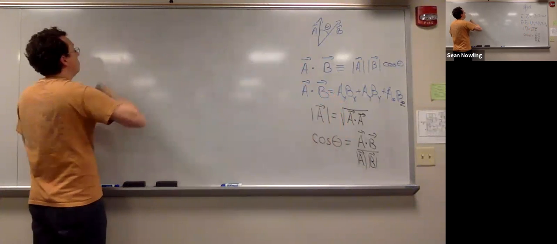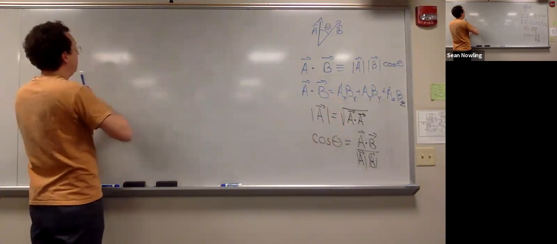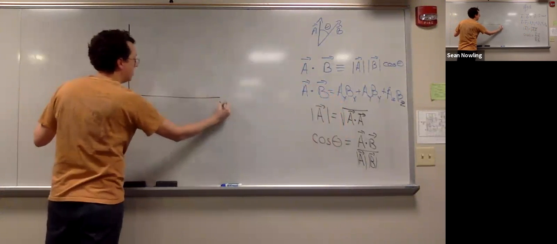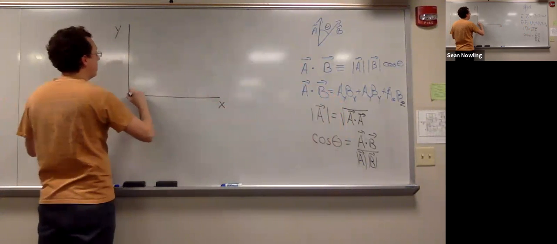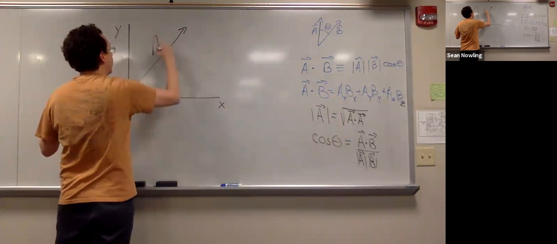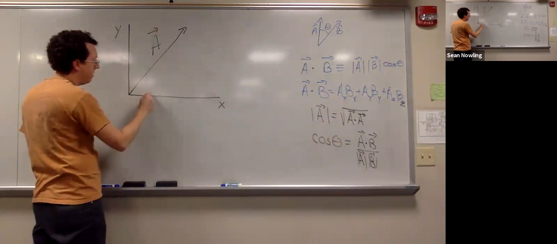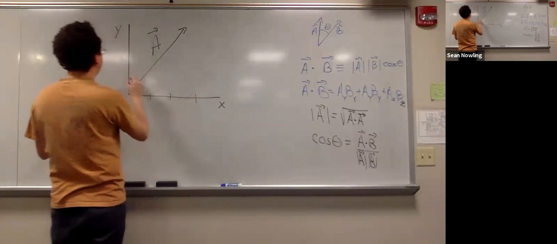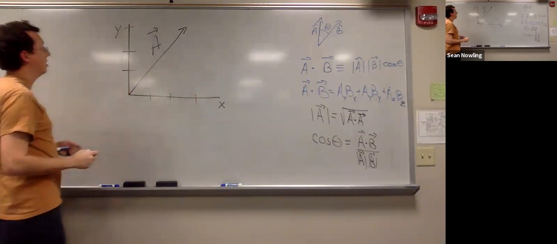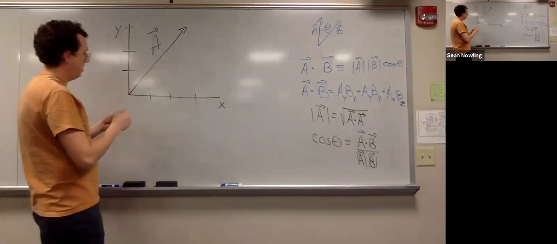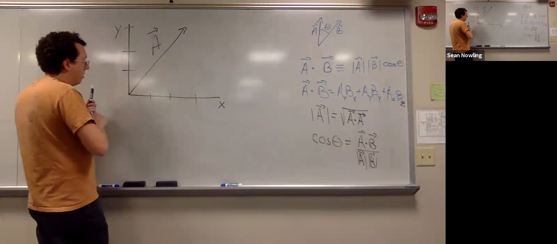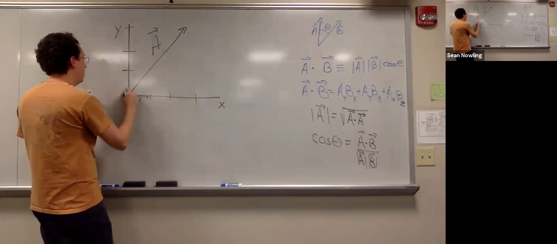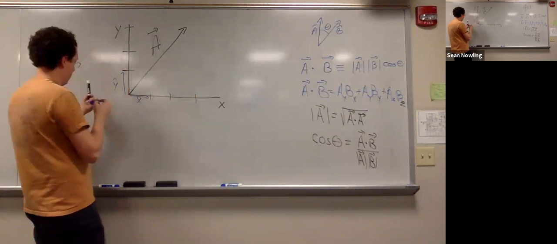What I want you to do is imagine you have a coordinate system, x and y, and you have some arbitrary vector, let's just call it A. Oh, I should have been a little more careful, shouldn't I? All right. So here's A, and here I'm going to draw in x hat. It's just a unit vector. And I'll draw in y hat, like that.